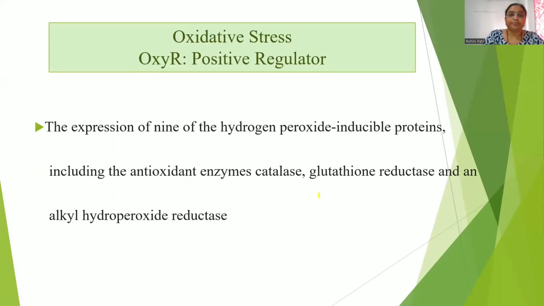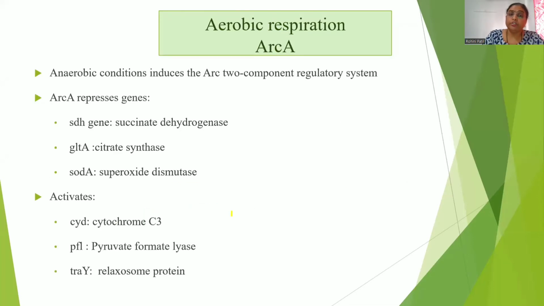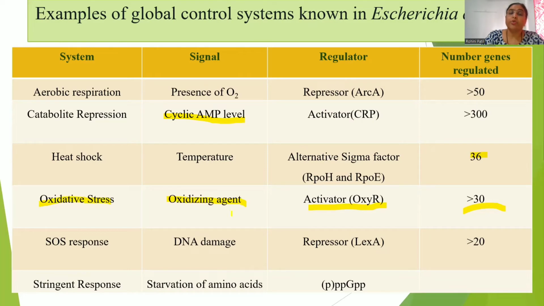Now here the antioxidant enzymes like catalases, glutathione reductases, alkyl hydroperoxide reductase, such types of enzymes which are involved in the oxidative stress, are going to be triggered by whom? They are going to be triggered by OxyR, and thus the response to the oxidizing agent is going to be triggered. The system involved here is the oxidative stress system, and the activator is OxyR.